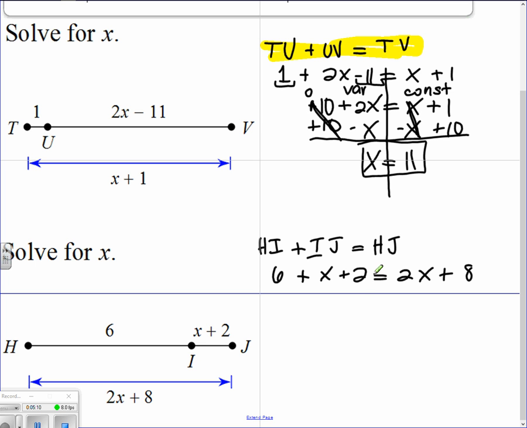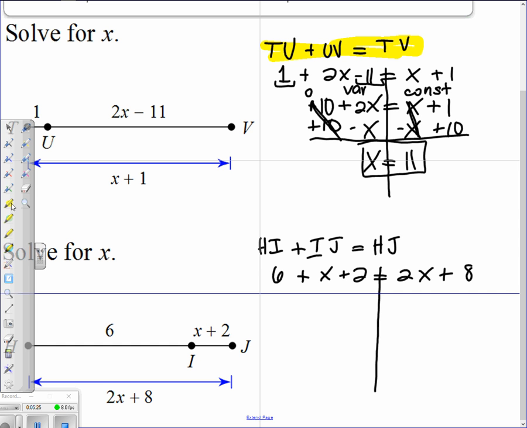Now from this point on, you follow the 4 steps to solving equations. Step number 1, eliminate parentheses, fractions, or decimals. We have none. Number 2 is combine like terms. On the left side, I can combine the 6 and the plus 2. 6 plus 2 will give you 8. The x is not combined, so I'll keep x. On the right hand side, the terms are different. They cannot be combined, so that'll be the answer, 2x plus 8.